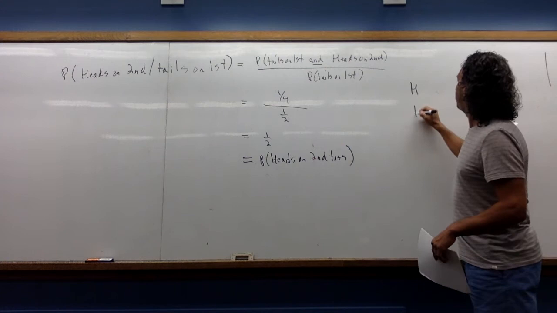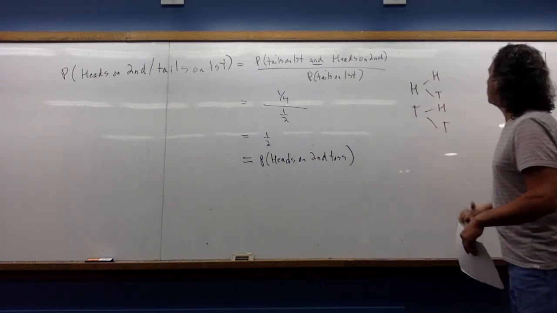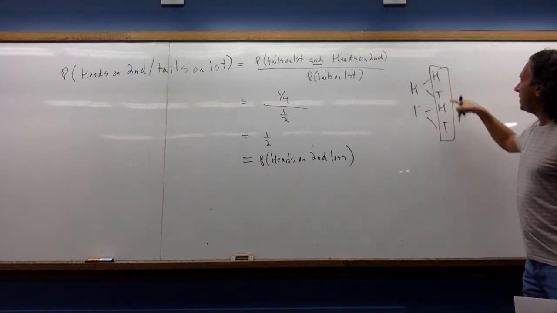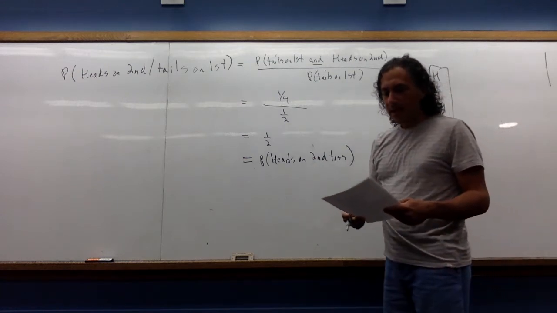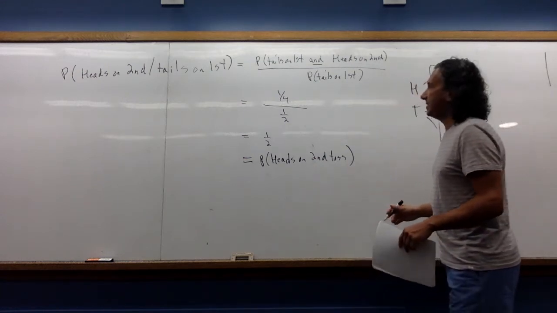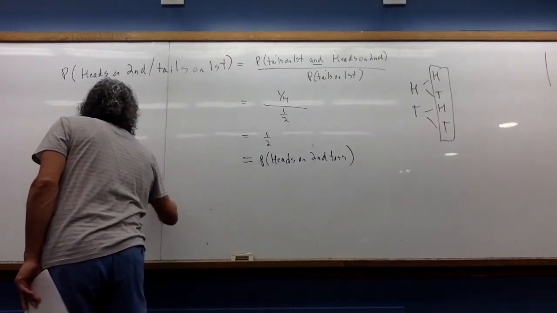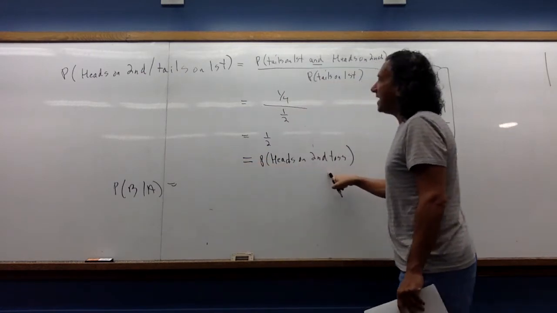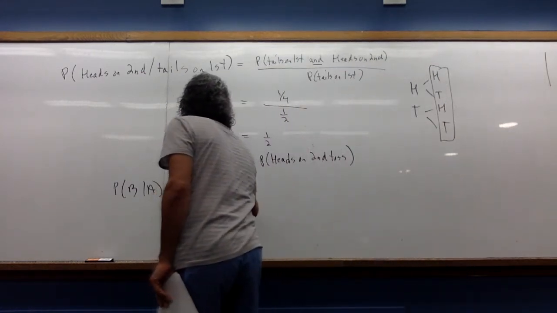Let me just draw this so we can visualize it. If we're just looking at the second toss, then 2 out of 4 of these are heads. So in this case, the probability of B given A was exactly equal to the probability of B.